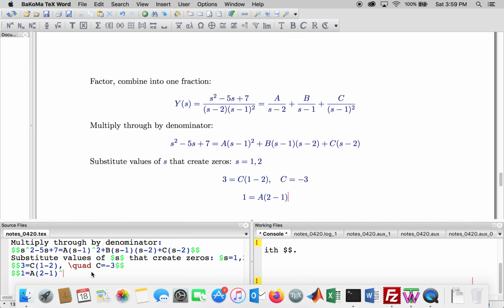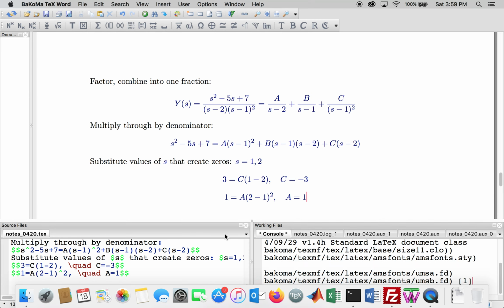So that will give me 1 is equal to a times 1, so a is equal to 1. Now, there's no super convenient method to choose another s that will give you b, because there are only 2 distinct roots down here. We have 3 terms, we have 3 constants to find. But you can just choose any other value of s.